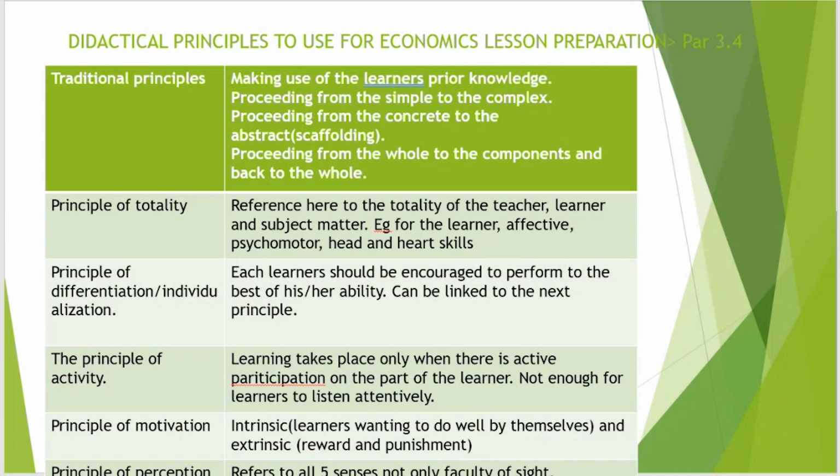Unfortunately, in a school, we don't have that idealistic situation. And we must make use of extrinsic motivation, whereby you reward learners for doing well, or you punish them if they don't do well. In other words, you keep them in after break or something to that effect. The last principle is the principle of perception. Perception is how the learners experience the class. Now, perception refers to all five senses, not only to the faculty of sight.